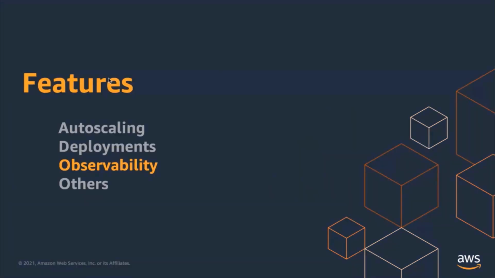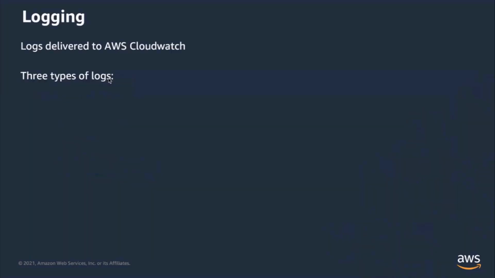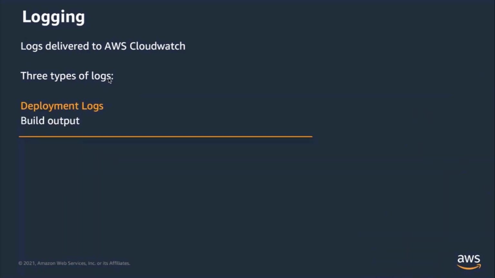All right, the next feature I wanted to talk about was observability. Observability wise, we're going to cover logs, metrics, and events to help you see or understand what's going on behind the scenes of your App Runner service. So logs are delivered to CloudWatch. We publish 3 types of logs. The first one is what we call deployment logs. This is basically the build output.